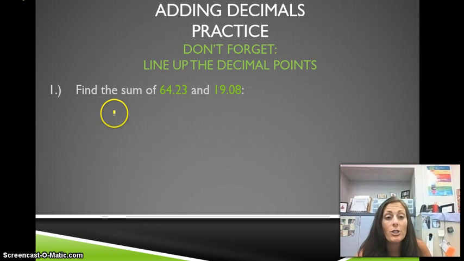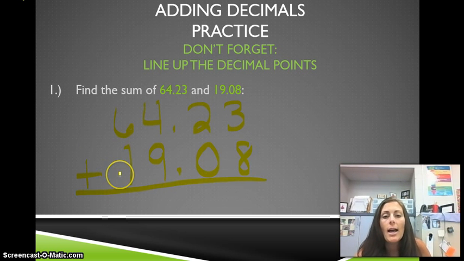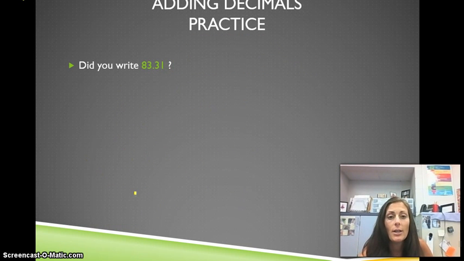If you did, great job. We're going to go over this problem. So we have 64 and 23 hundredths plus 19 and 8 hundredths. We're going to add them together. 8 plus 3 is 11. Carry your 1. 2 plus 1 is 3. Bring down your decimal. 9 plus 4 is 13. 6 plus 1 is 7, plus 1 is 8. So we have 83 and 31 hundredths, which was your answer.